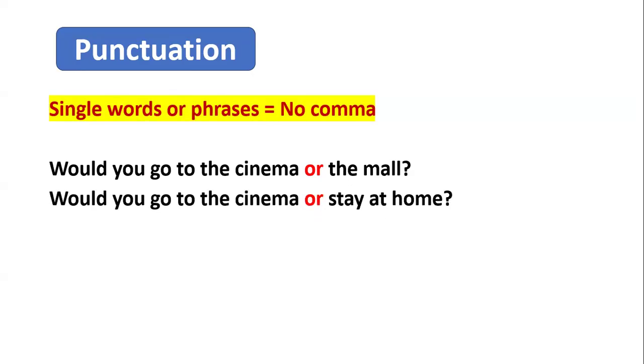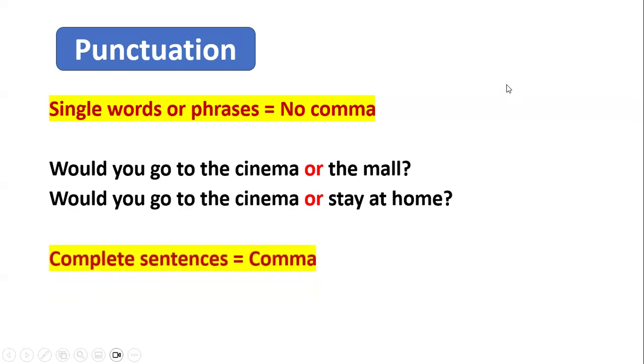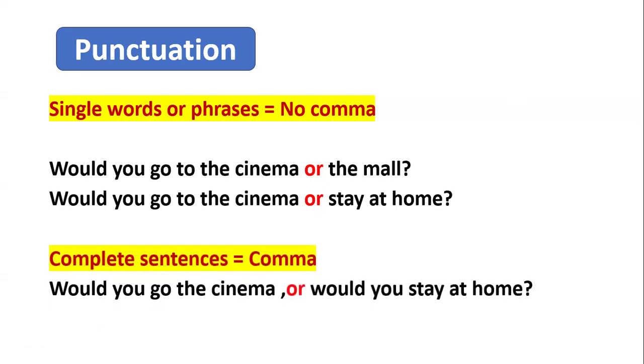Would you go to the cinema or stay at home? I added another verb, but still it is not a complete question because I don't have a subject. So in this case, there is no need for the comma before or. However, if I'm using a complete sentence after or a complete question, then I have to use a comma.